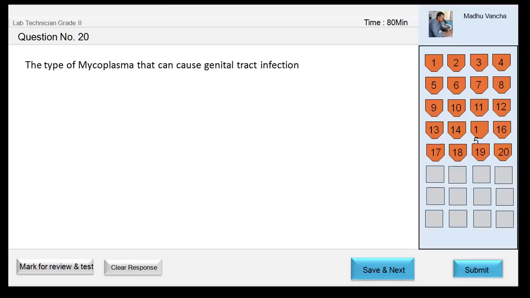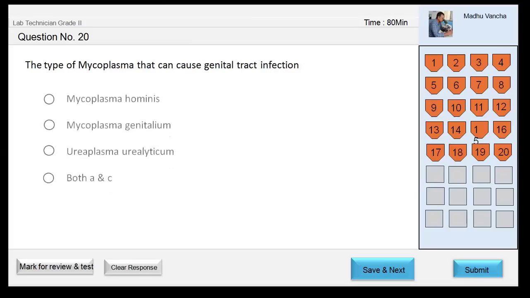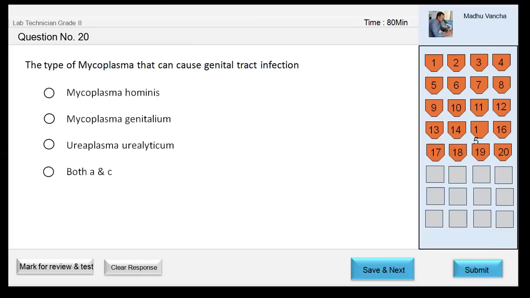Next question, the type of mycoplasma that can cause genital tract infection. Option A, Mycoplasma hominis. Option B, Mycoplasma genitalium. Option C, Ureaplasma urealyticum. Option D, both A and C. Here the right answer is both A and C. They cause urinary tract infection.